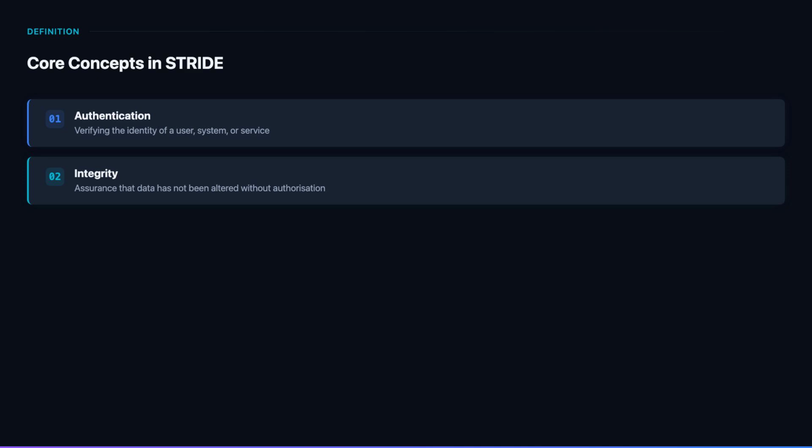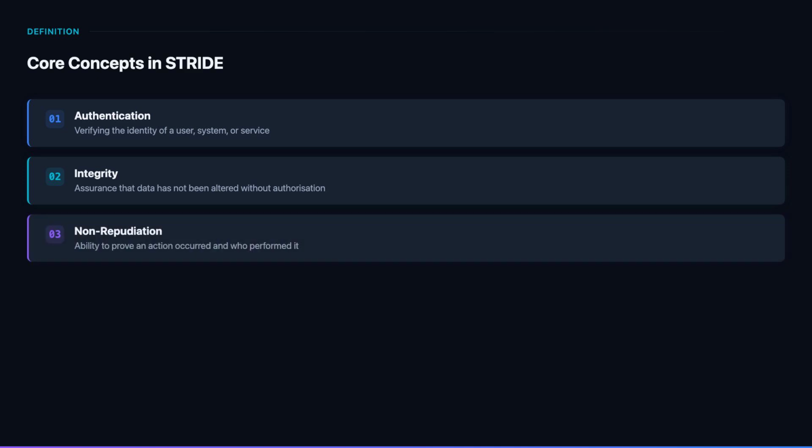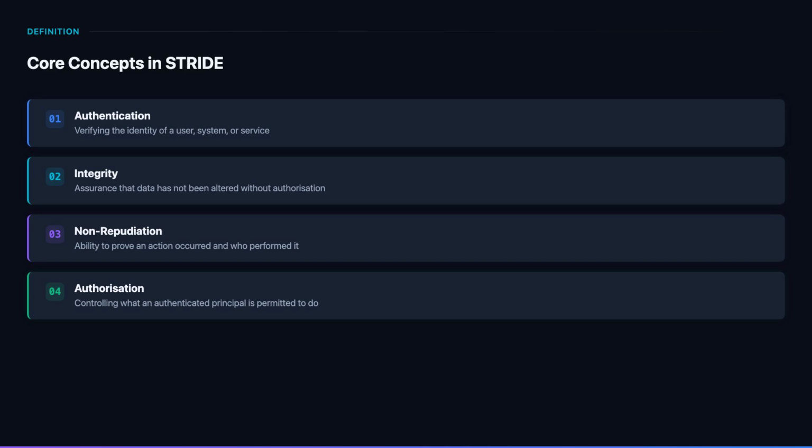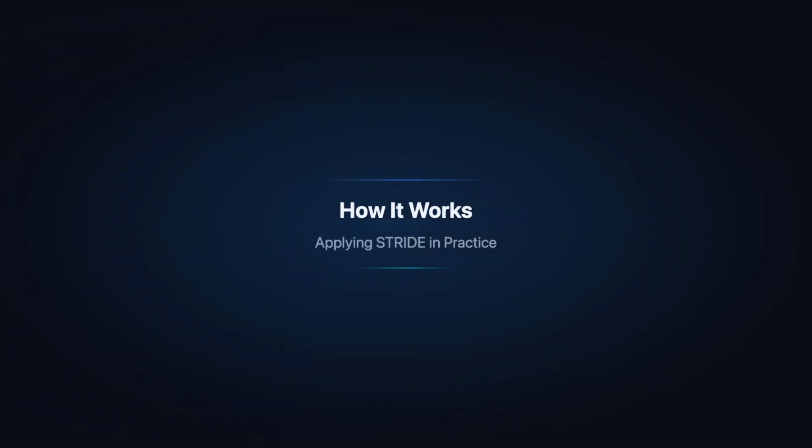Non-repudiation defends against repudiation threats by maintaining audit logs, digital signatures, and timestamped records that prove who did what and when. Authorization controls defend against elevation of privilege by enforcing the principle of least privilege, ensuring users can only access what they genuinely need. Now let us see how STRIDE is applied systematically to a real system during threat modeling.